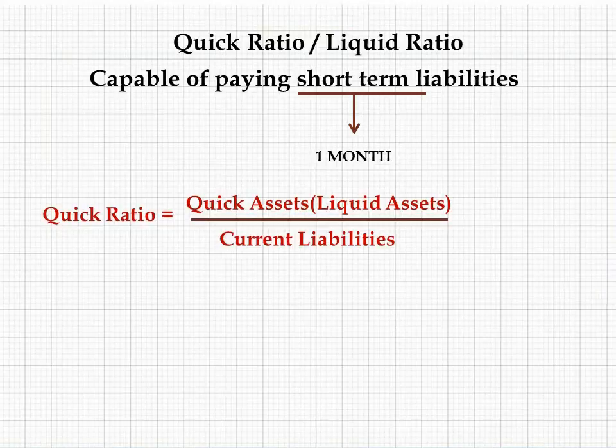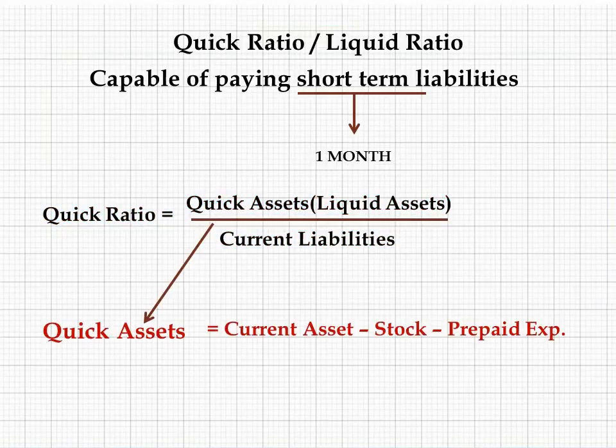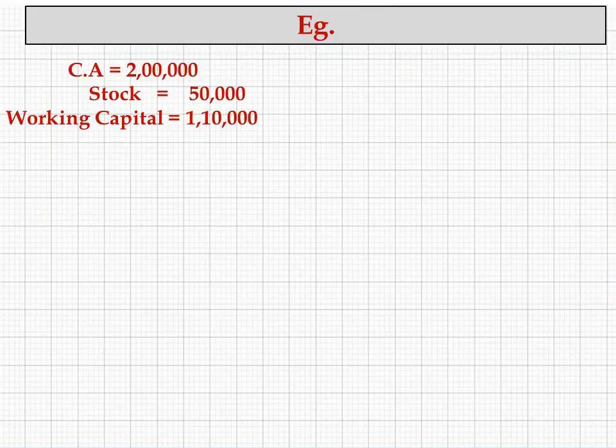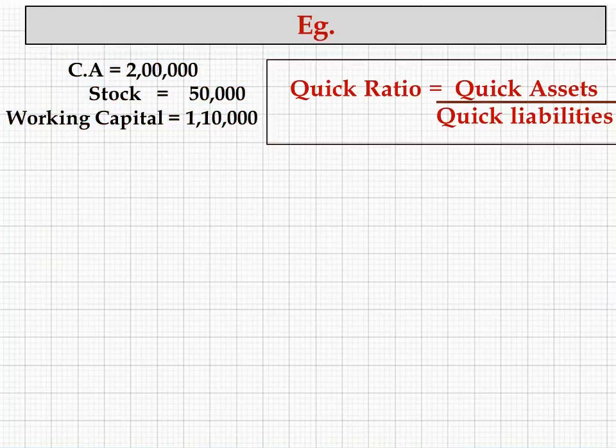So I can say that quick assets is equal to current assets minus stock and prepaid expenses. So it establishes a relationship between quick assets and current liabilities. Suppose in a firm, current assets are 2 lakh rupees, stock is 50,000 rupees, and working capital is 1,10,000 rupees, and you are asked to calculate quick ratio.